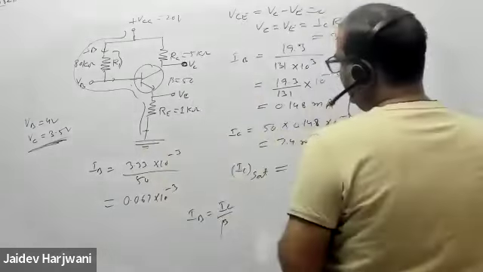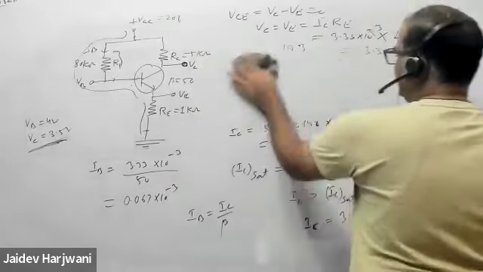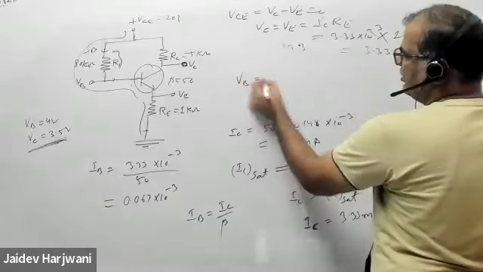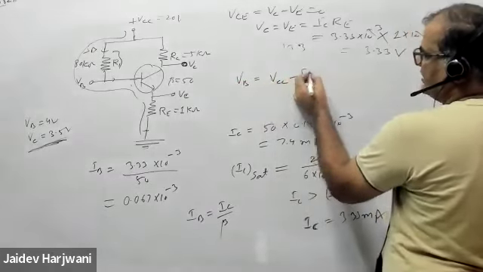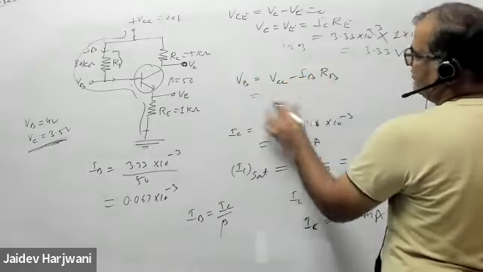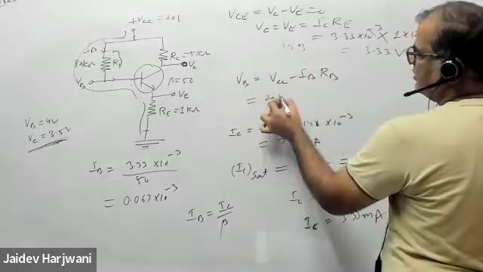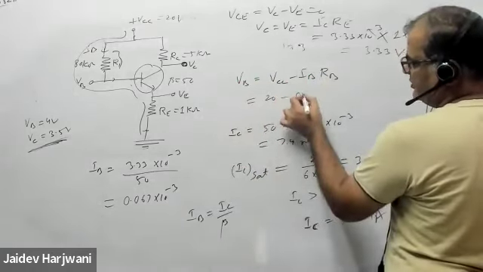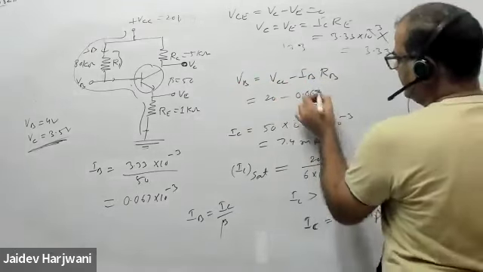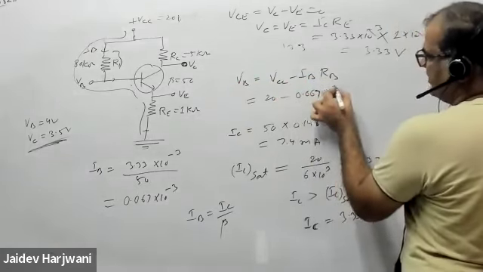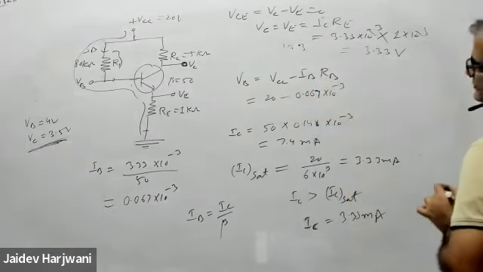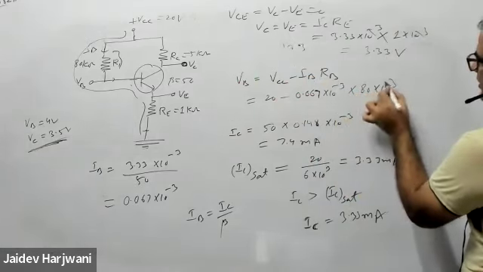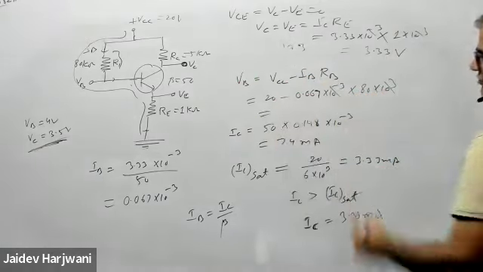Now this is your IB, and now you want to find the VB. So VB will be VCC minus IB RB. VCC is your 20 volt, minus IB, which is 0.067 into 10 raised to power minus 3, into RB, which is 80 kilo ohm. This cancels out. Tell me what is the value of VB?